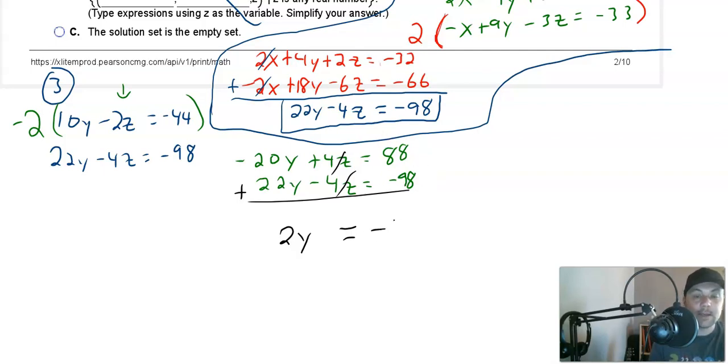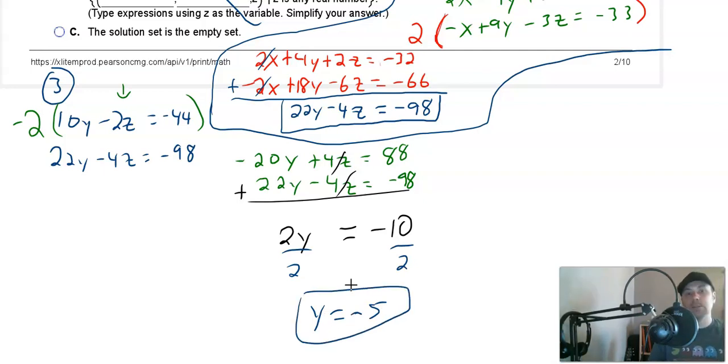When you add these together, you get negative 10, another reasonable result. So it's not like a humongous number. You divide by 2 on both sides, you get y is equal to negative 5. So finally, we get a result. It takes a long time to get there, but you finally get a result, negative 5.